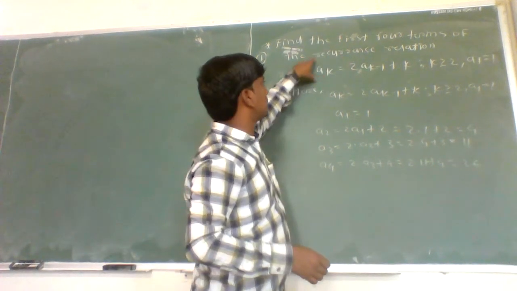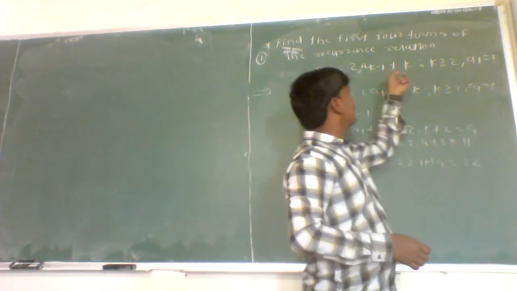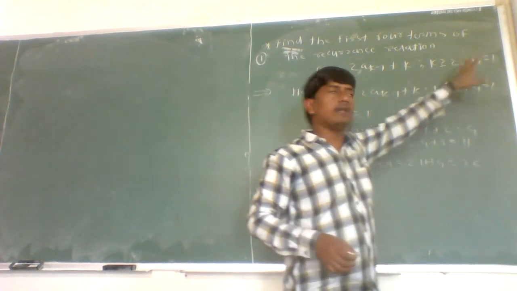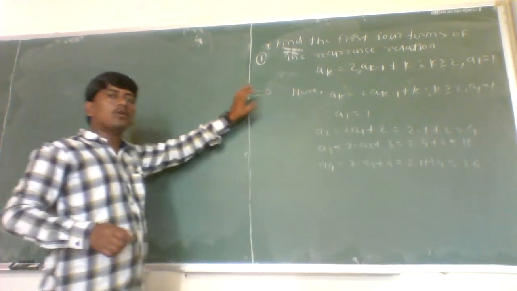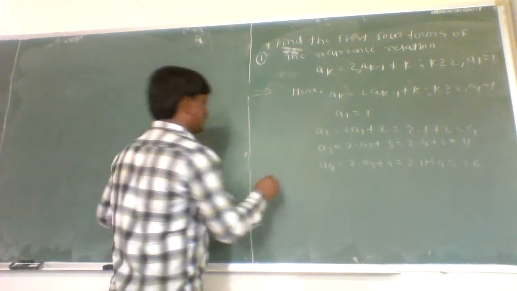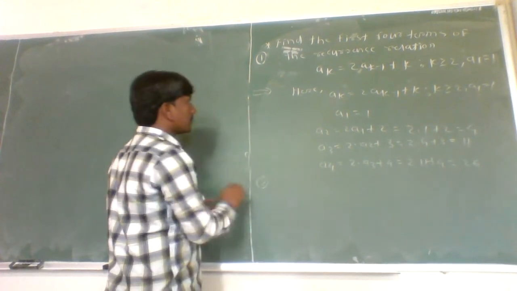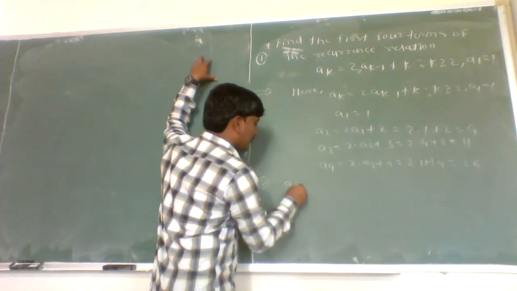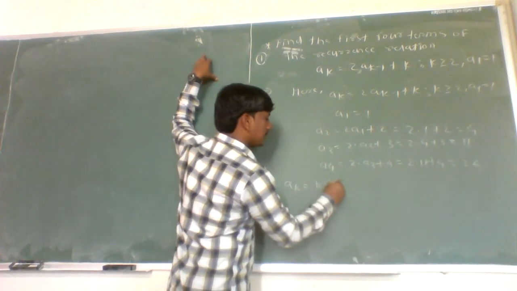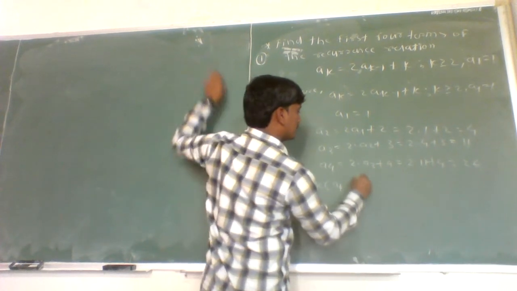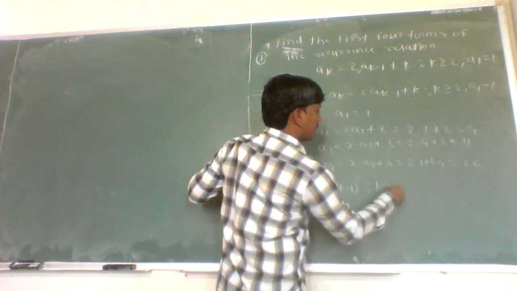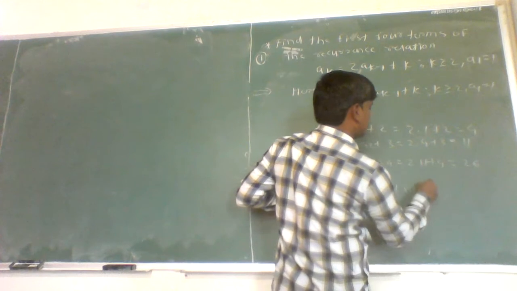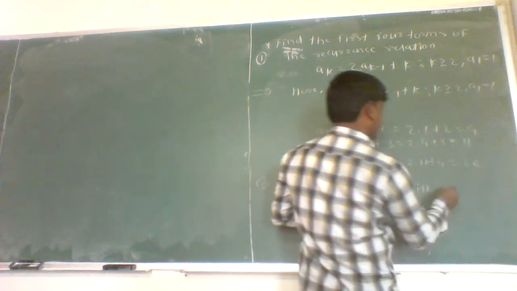These are the first four terms of the recurrence relation ak, which is equal to 2 times ak minus 1 plus k whenever k is greater or equal to 2, with initial condition a1 equal to 1. Similarly, find out the first four terms of the recurrence relation ak equal to k times ak minus 1 square whenever k is greater or equal to 1, with initial condition a naught is equal to 1.